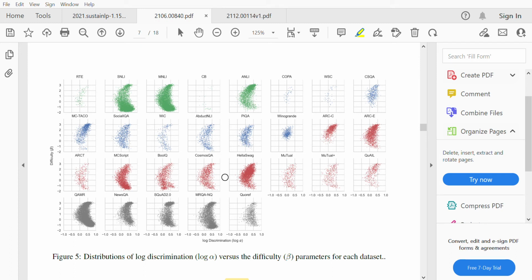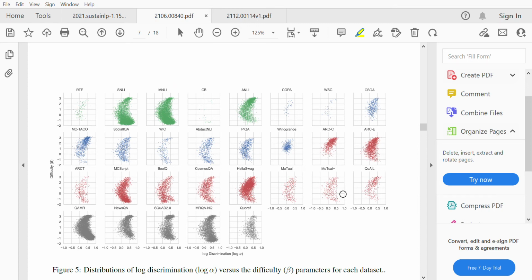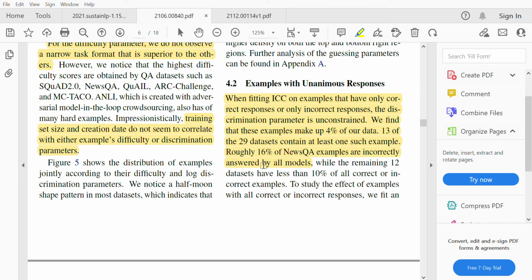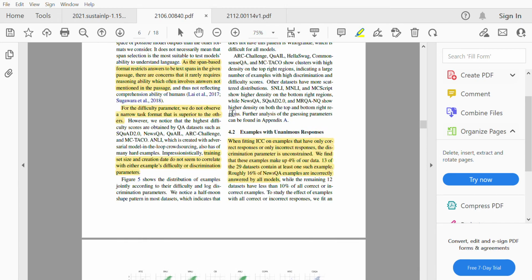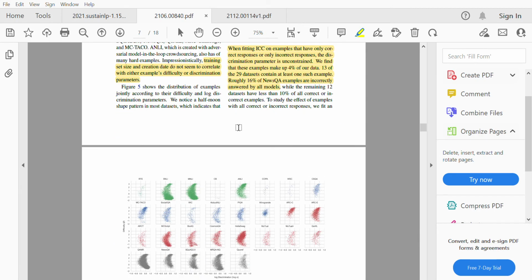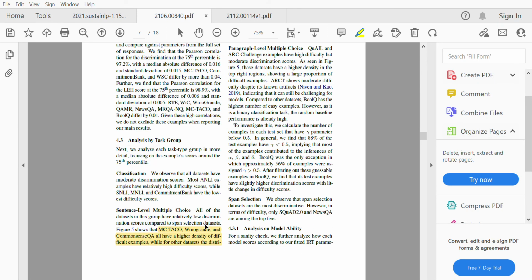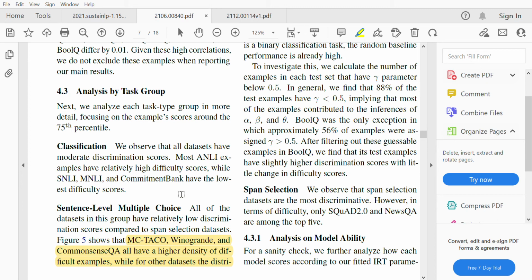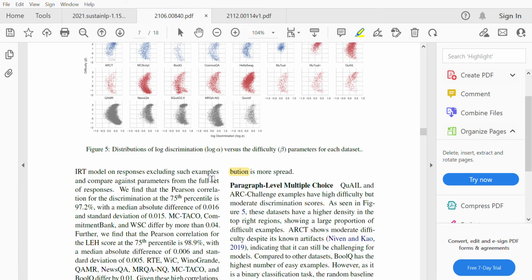The other way to look at this, which I think is clear, at least in some of these examples, is that there's a concentration of high difficulty and low difficulty examples in the data set. And there's not as many in between, which I think is pretty interesting. Obviously, in some, not all cases, but for the banana, half crescent shaped ones, that does tend to be the case. They made one other interesting comment that I want to highlight here. For sentence level multiple choice, they mention that there's a higher density of difficult examples, while for other data sets, the distribution is more spread out.